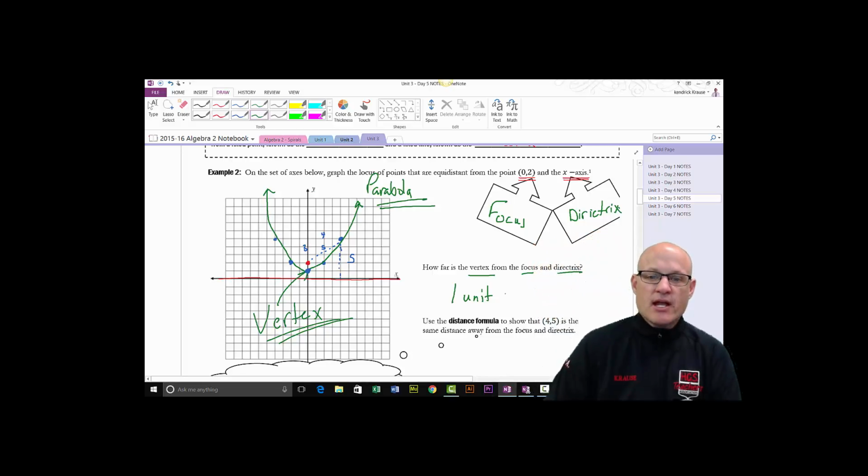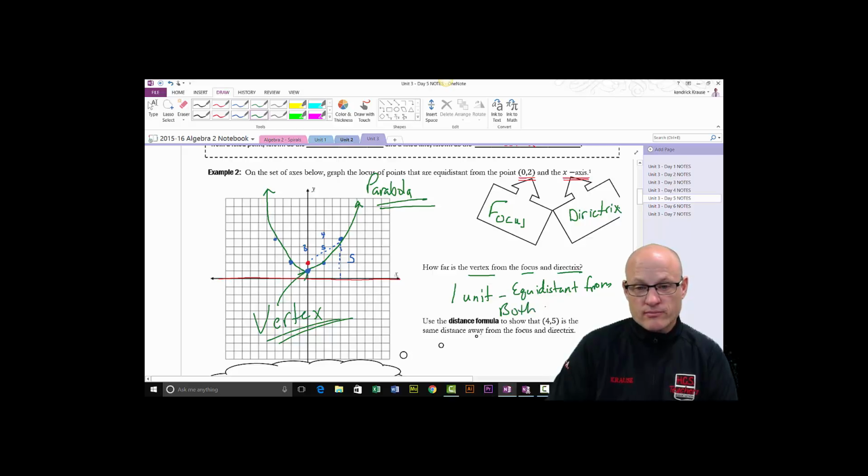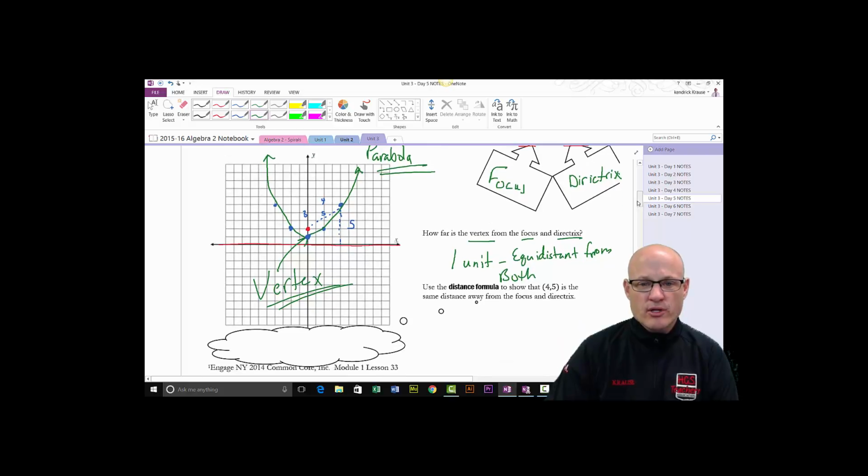Crack my things. Not only is it 1 unit, but it's also equidistant from both the focus and the directrix. All right. So what we're going to do now, and here's the tricky part, we're going to use our distance formula to show that this point 4, 5 is the same distance away from the focus and the directrix. And that was this point we picked up here.